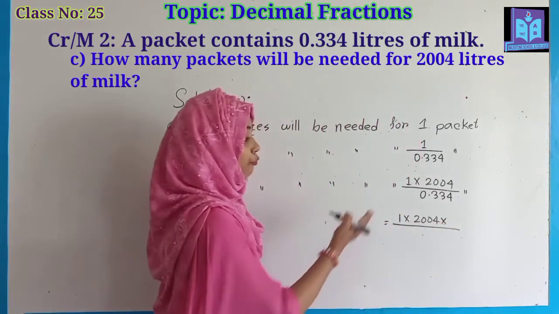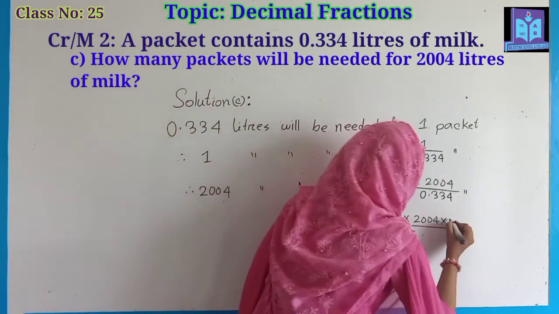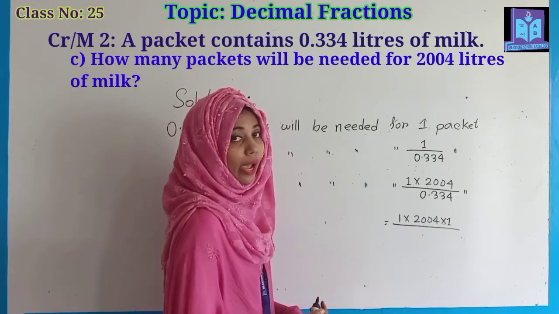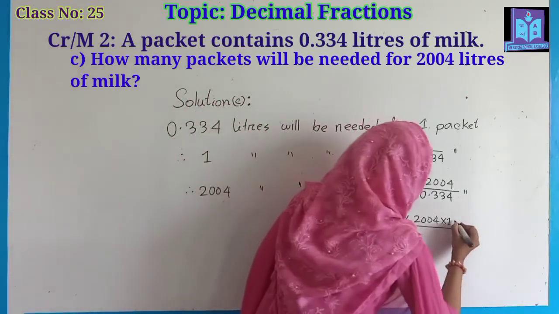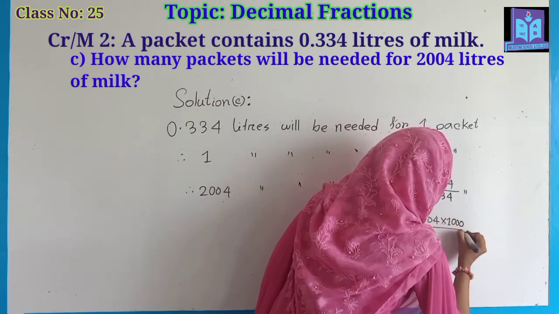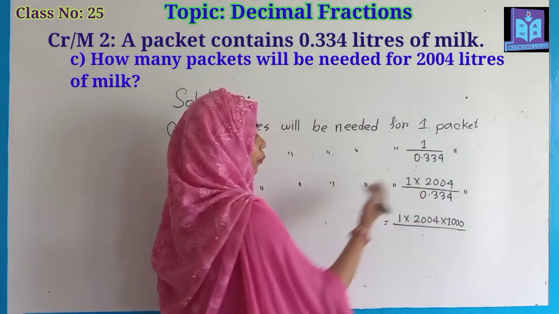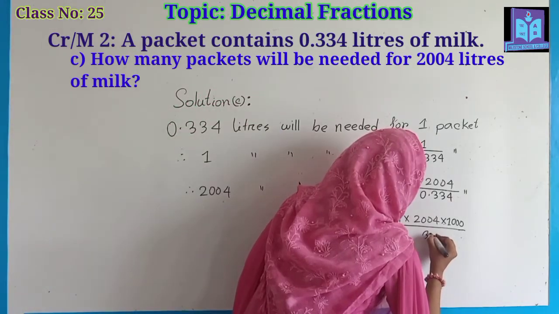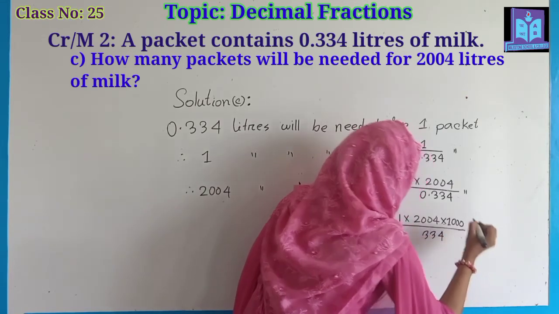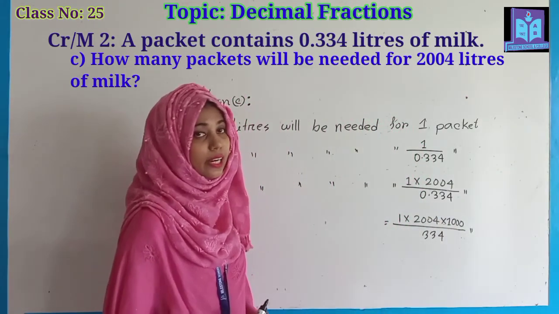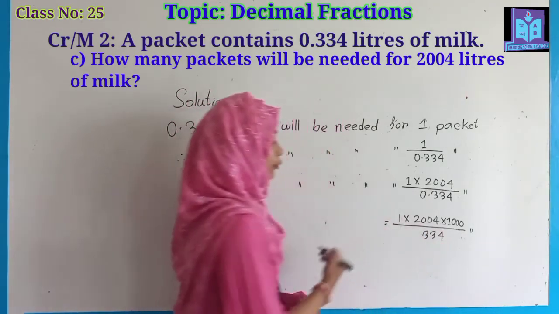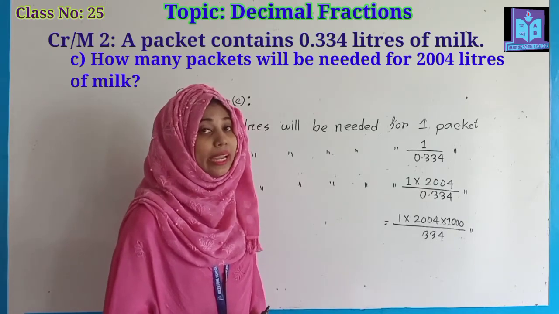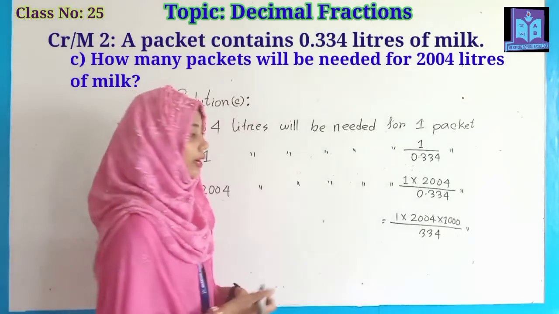Multiply by, for this point you can write 1. After the point there are 3 digits. That's why I will write 1000 in the numerator. Now we can write this 0.334 without the point, 334 packet. Now we are cancelling here. 334 and 2004. Both numbers are even numbers. That's why we can divide by 2. We are doing rough work.